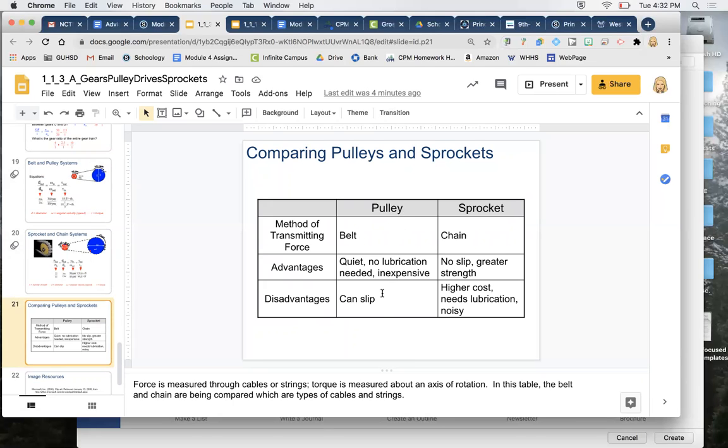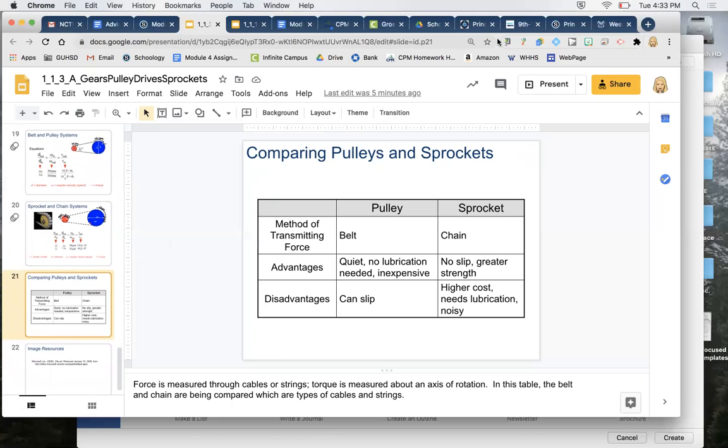The disadvantage of the pulley system is that the belts can definitely slip off. The belts wear a lot easier over time. You may have heard of getting a timing belt in your car replaced. That's definitely something that can happen. So there are some disadvantages to the pulley systems with belts. But there are also disadvantages with the sprockets. Sprockets are way more expensive because you're dealing with a chain instead. You need lubrication, and they're noisy, so there are disadvantages to that too.